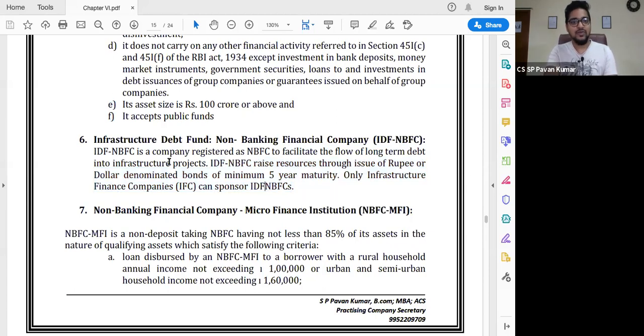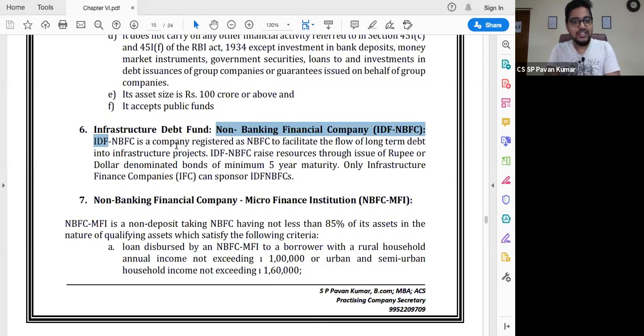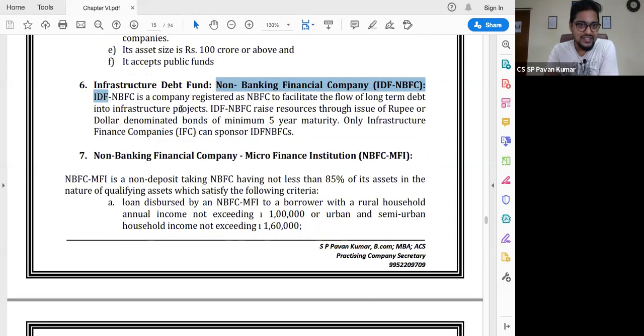So these are a particular type of NBFC which will hold this fund. And who will give contribution to this fund? Infrastructure finance companies will give contribution to these funds. What does this fund do? They will issue bonds in return to the infrastructure finance companies, and these funds are basically used to support long-term infrastructure projects. So the purpose of this particular NBFC is only to hold the funds that are given by infrastructure finance companies. So that is infrastructure debt funds.